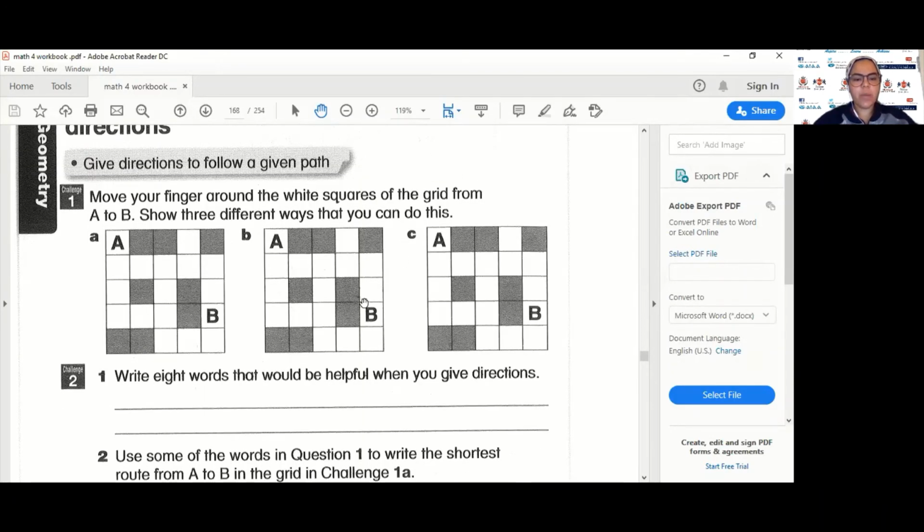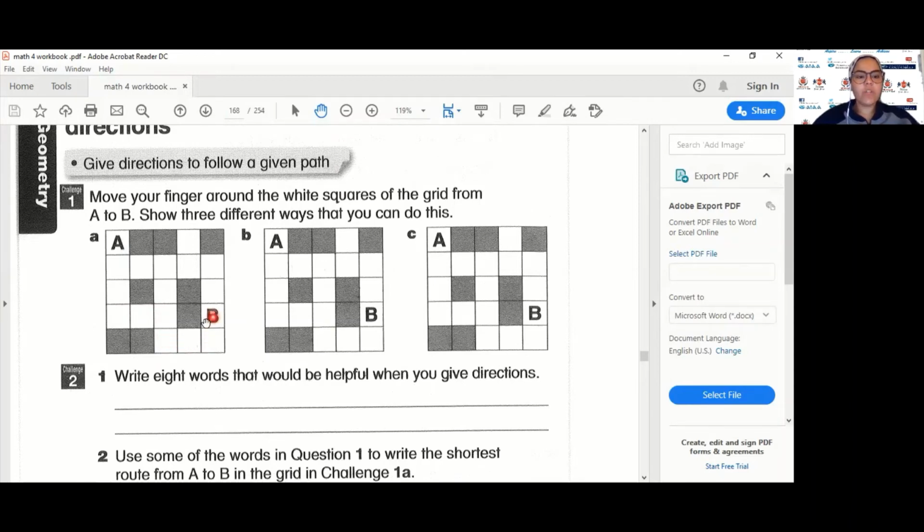This page, he wants you here to move your finger around the grid squares from A to B to show 3 different ways that you can make. What are you going to do? Here he wants you to find 3 paths, okay? So you can go from point A to point B. Let me show you here. Here, this is point A. I'm going to put my hand on point A and then try to move to reach point B.